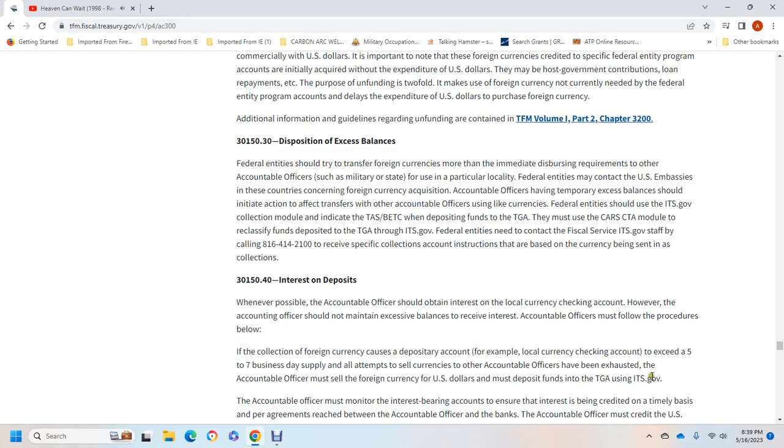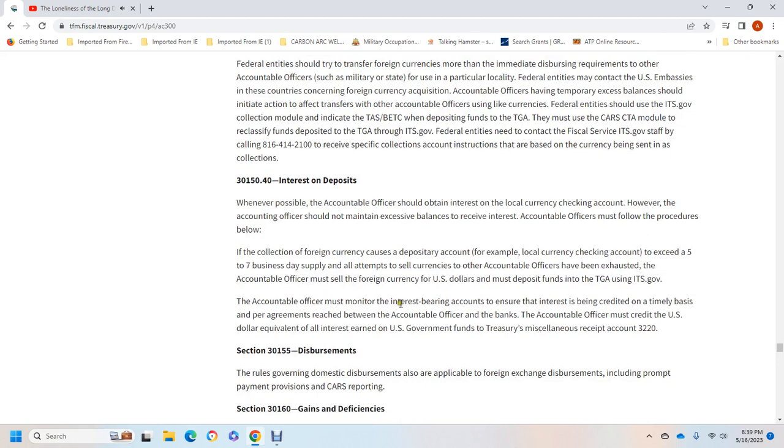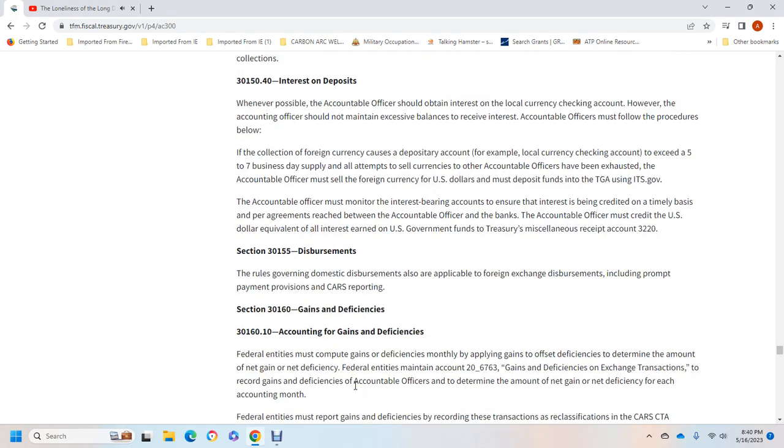The International Treasury System and the Government Accounting Office monitor interest-bearing accounts to ensure the interest is credited on a timely basis per agreement between the accountable officer and the banks. The accounting officer credits the U.S. dollar equivalent. All interest earned is deposited with the U.S. government in the Treasury miscellaneous receipt account 3220. Section 3155, the disbursement rules governing domestic disbursement, overlap with foreign exchange. The disbursement includes the prompt payment provisions and the Central Accounting Reporting System reporting.